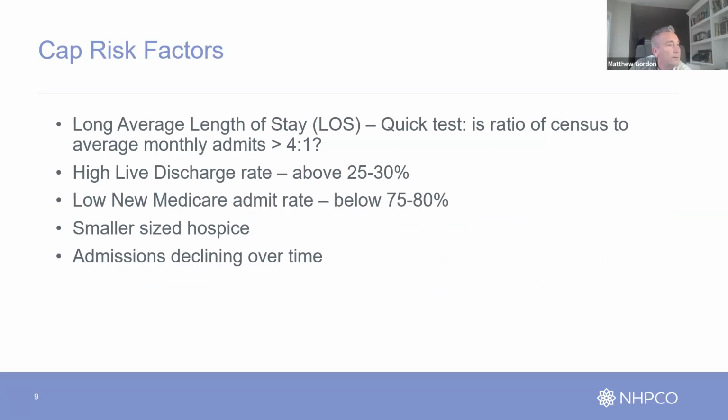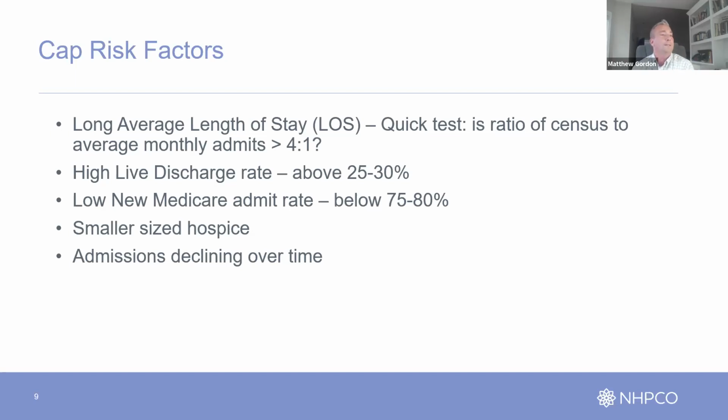All right. So how do I know if I'm at risk? Okay, I'm going to give you some quick things here. The main reason people get into trouble is too long of an average length of stay. A quick test I like to do is the ratio of your average census to your average monthly admissions. The number should be no greater than 4 to 1.